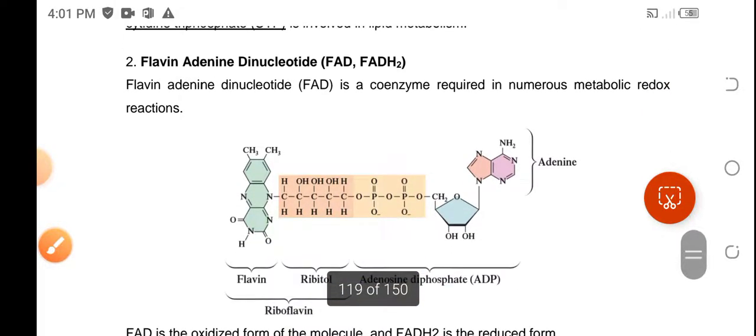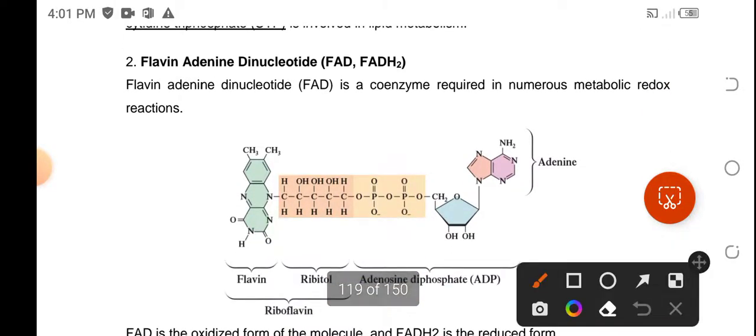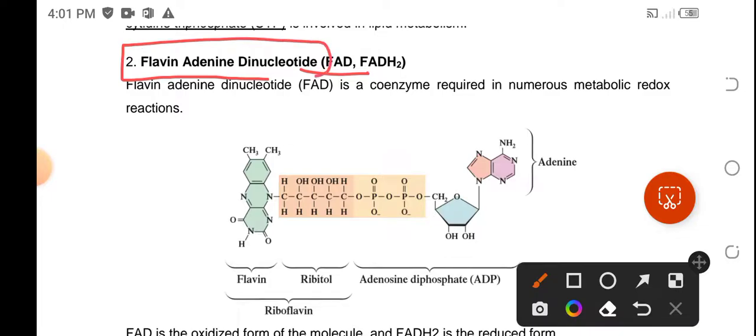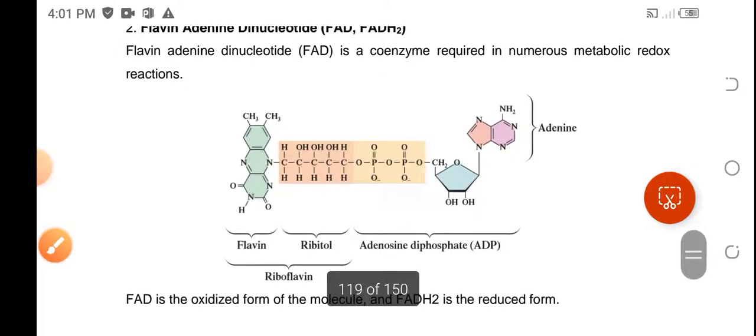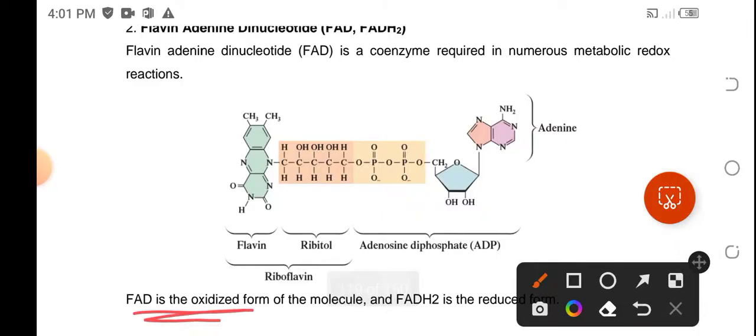The second intermediate na very important sa ating metabolic processes is the FAD or known as the flavin adenine dinucleotide. Okay? Yung FADH2 at saka FAD, parehas lang silang flavin adenine dinucleotide. It's just that yung ating FAD is just the oxidized form and then yung FADH2 naman is the reduced form. Nevertheless, parang pinagkaiba lang nila is hydrogen, no?